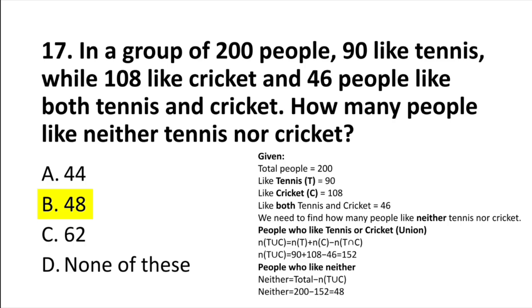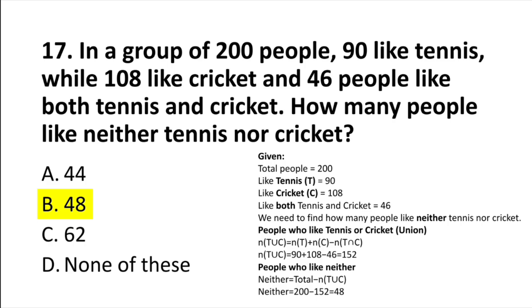Those people who like tennis are 90 and like cricket are 108, and the people who like both tennis and cricket are 46. So we need to find how many people like neither tennis nor cricket. People who like tennis or cricket means the union of these two. So the number of tennis union cricket equals the number of people who like tennis plus the number who like cricket minus the number who like both, tennis intersection cricket. After substituting the values we got 152.